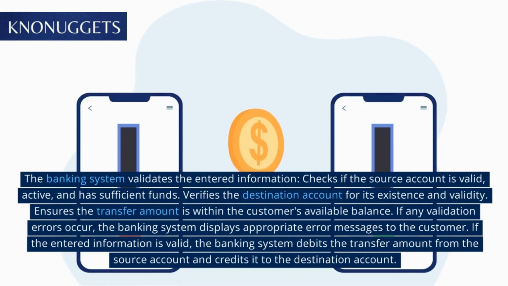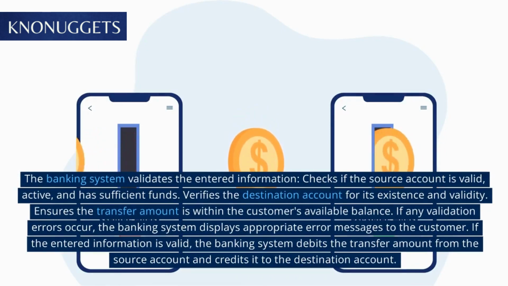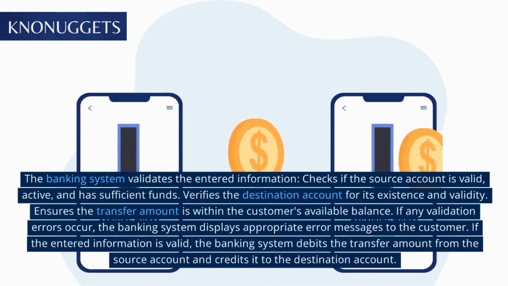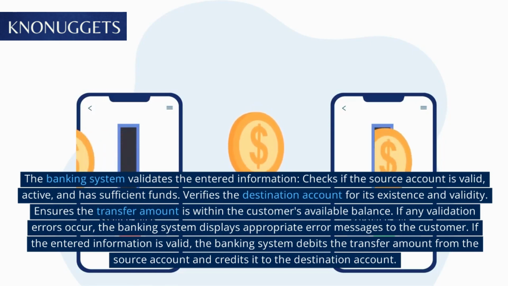The banking system validates the entered information. Checks if the source account is valid, active, and has sufficient funds. Verifies the destination account for its existence and validity. Ensures the transfer amount is within the customer's available balance. If any validation errors occur, the banking system displays appropriate error messages to the customer.